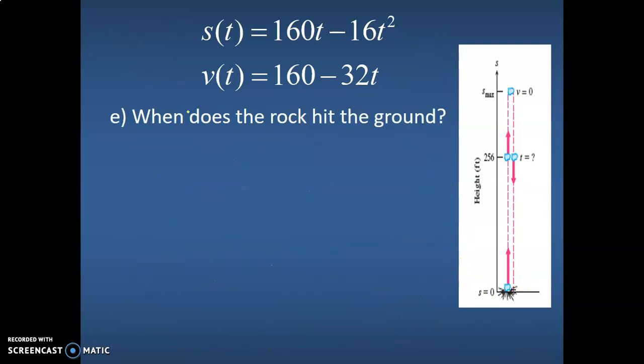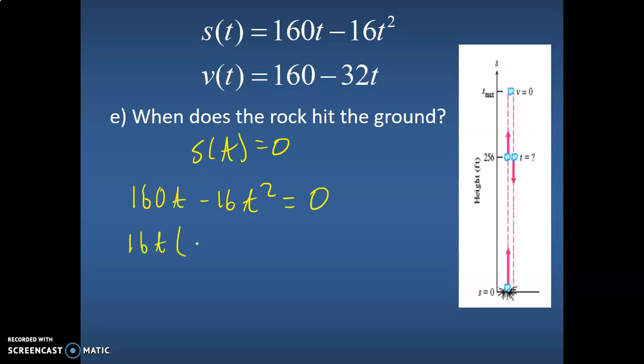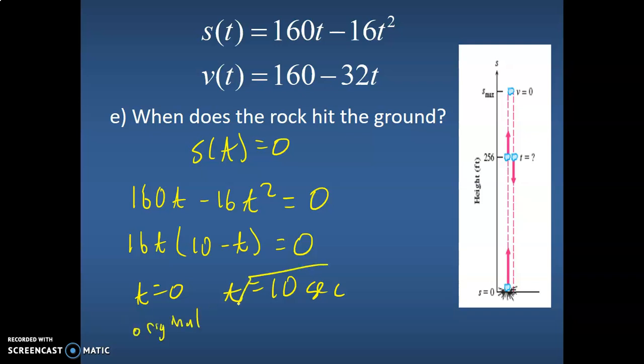All right, last one, when does the rock hit the ground? We just did that. The rock hits the ground when the position is equal to 0. So let's look at how we did that again. We would just say that 160t minus 16t squared is equal to 0. I can factor out a 16t. So then my answers would either be t equals 0 or t equals 10 seconds. This was the original time, so t equals 10 seconds is what we're looking for on this problem.